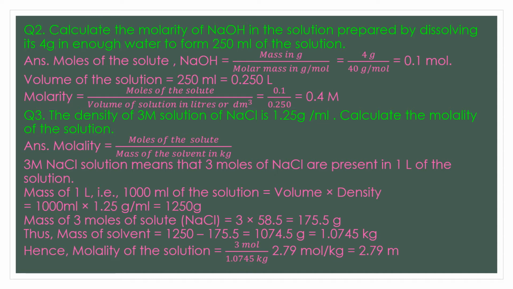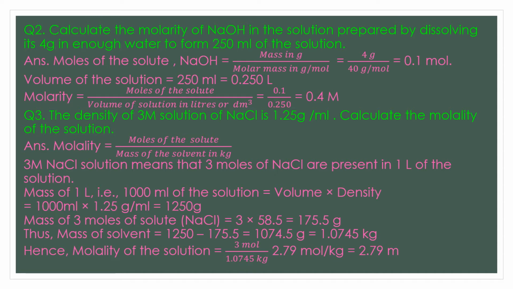After getting moles, the second step is to divide the number of moles by volume of solution. Here the volume is given in milliliter. After converting it to liter, we get 0.250 liters. After dividing both of them, 0.1 divided by 0.250, we get 0.4 molar. This is the molarity of NaOH in the solution prepared by dissolving 4 gram in enough water to form 250 ml of the solution. So the molarity is 0.4 molar. So understood?